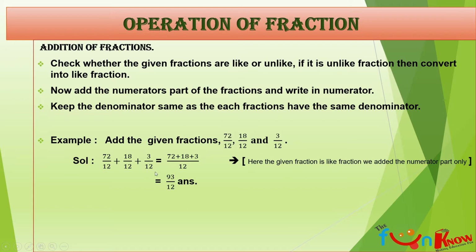Then our second step is to add. Because here it is 12, 12, 12, you don't have to add 12 three times, because it is the same in all three fractions. The denominator is the same in all three fractions, so you will just write 12 one time. The different ones were 72, 18 and 3, so you will just add these numerators, and here is the answer. What you will get is 93 upon 12.